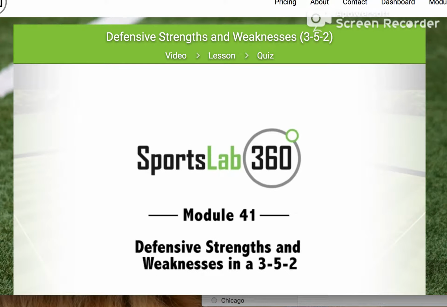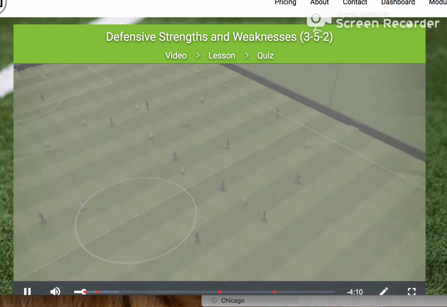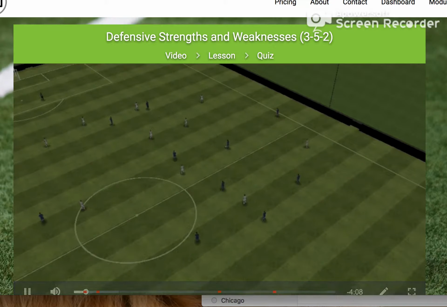Welcome to Module 41, Defensive Strengths and Weaknesses in a 3-5-2. This module will look at some of the defensive strengths and weaknesses of a 3-5-2 and teach you a couple of ways to minimize the weaknesses. Let's start off by looking at some of the weaknesses, listed here.